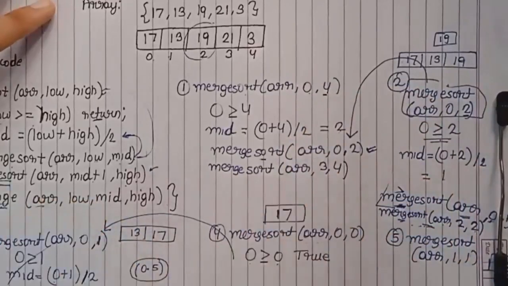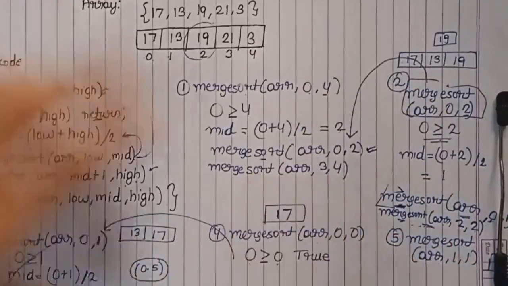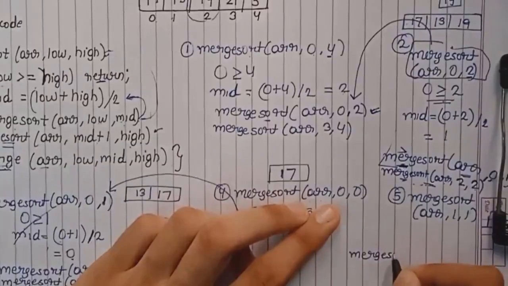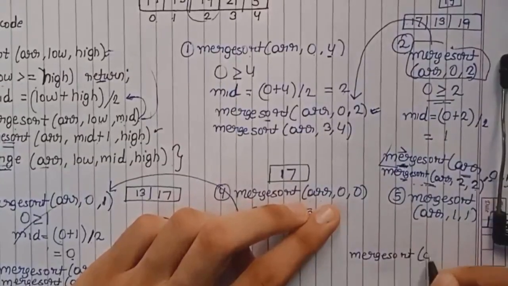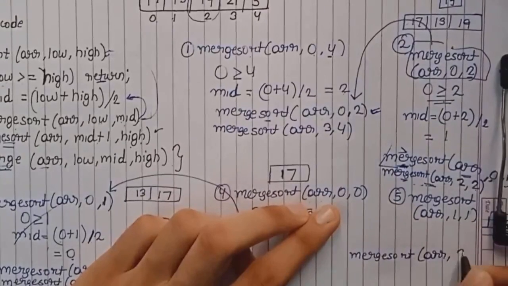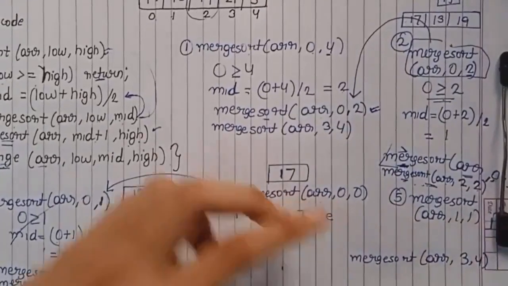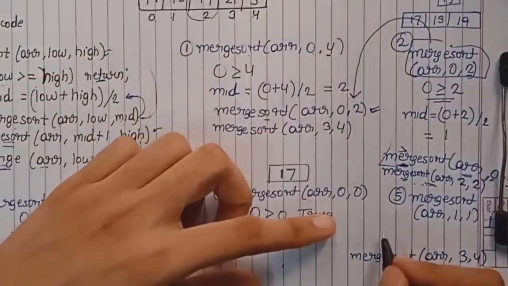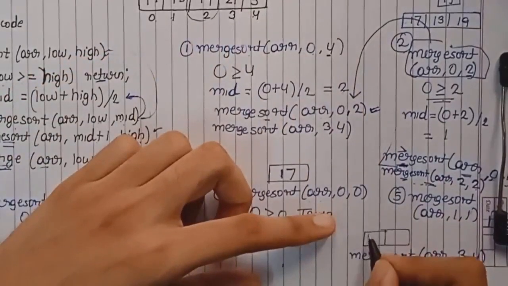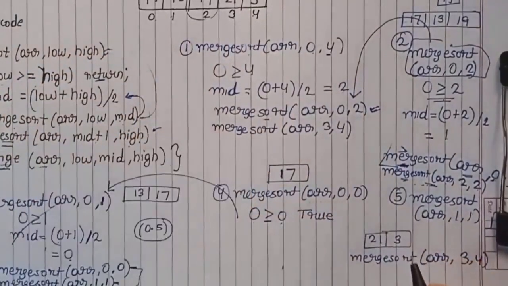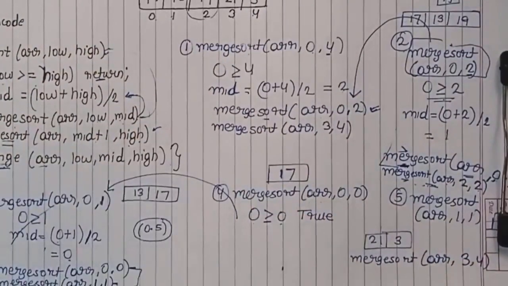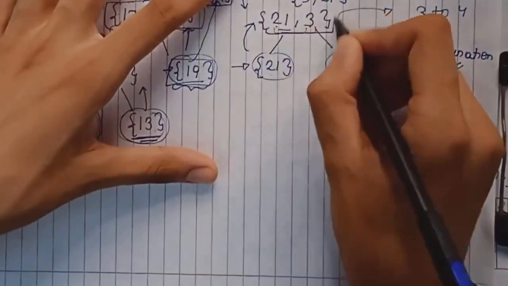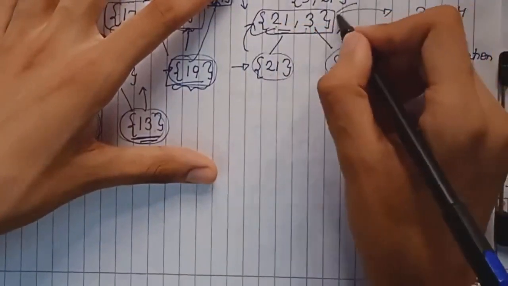So now you can see that the call that I have is merge sort array from 3 to 4. Now you can notice the array from 3 to 4 is 21 and 3. So it is 21 and 3. If I again take you to the diagram, then it was this 21 and 3. From that call I have reached this array.